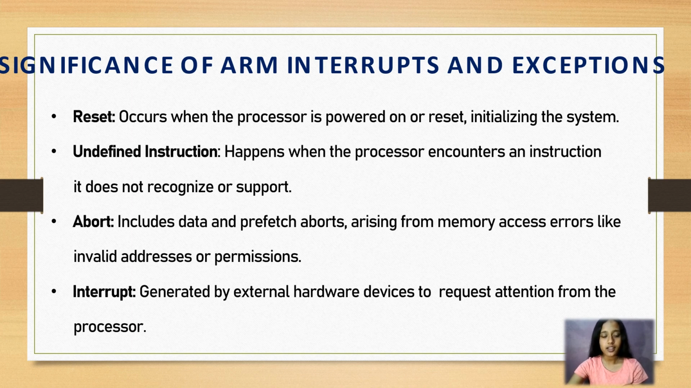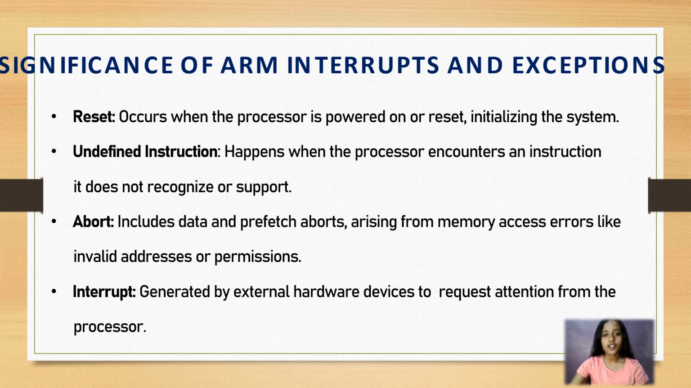First is reset. This condition occurs when the processor is just turned on or the system is just initialized. Then there are undefined instructions. This type of condition occurs when the processor does not recognize the instruction that is specified. Then abort. This abort arises from memory access errors, for example an invalid address or a permission that is not accessible. At that time it does the abort.